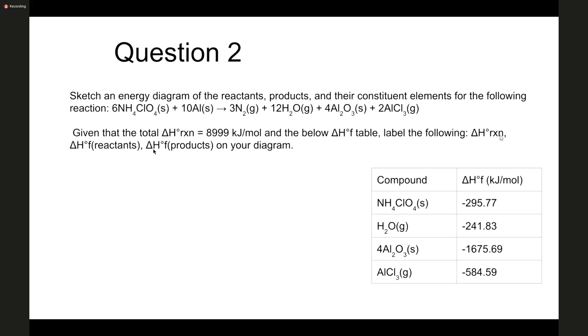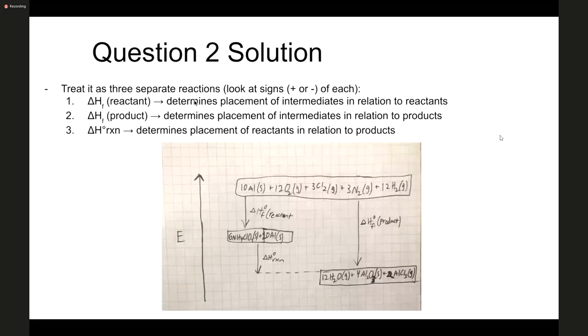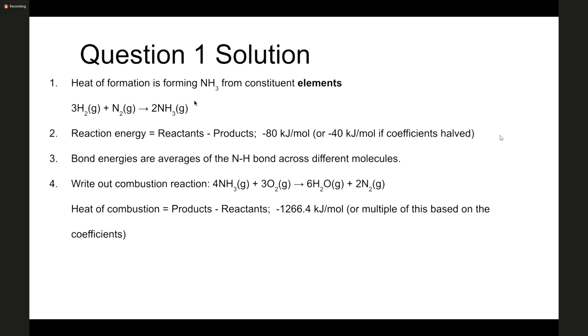Is it correct to say that if we didn't have the bond energy tables and we had heat of formation for the products and reactants instead, it would be the other way around? It would be products minus reactants.